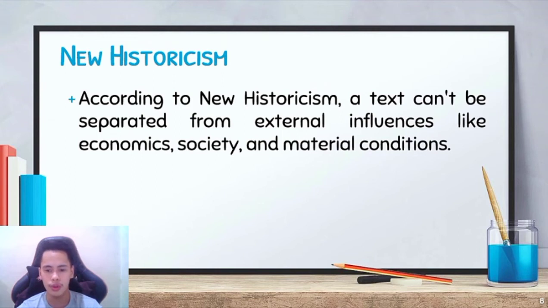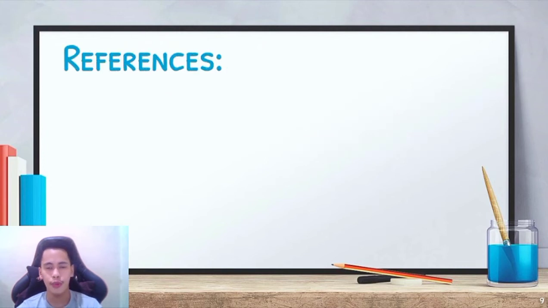According to New Historicism, the line between fiction and history is porous. Lastly, both fiction and history must be viewed through the prism of each other. Furthermore, New Historicism teaches that fiction and non-fiction do not exist in a vacuum. And we have here the references of the following text.